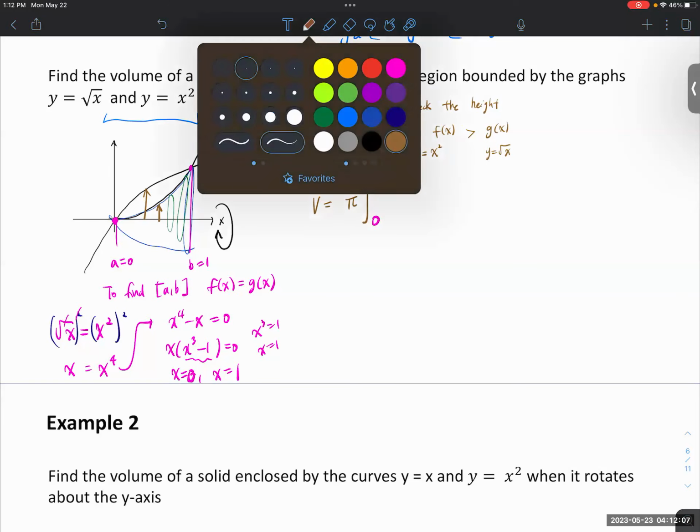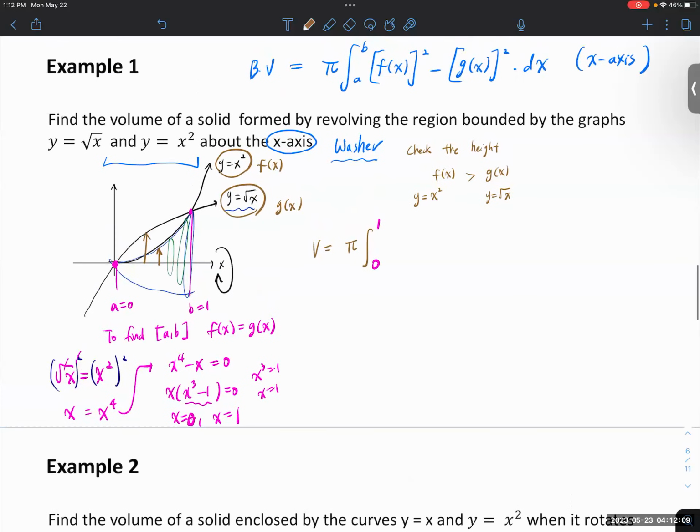And then continue with the f and g functions. We say this is the x squared f function, squared, minus the g function, squared, dx. So that means pi from 0 to 1 of x to the 4, cancel, x dx. Now take the integral.